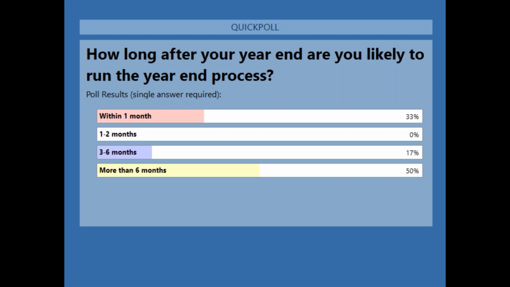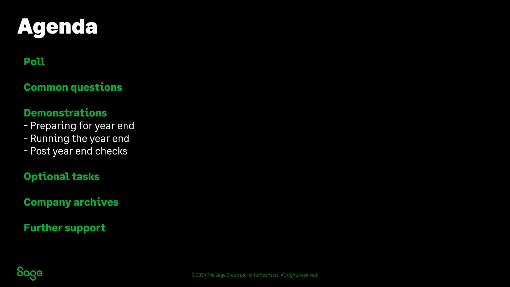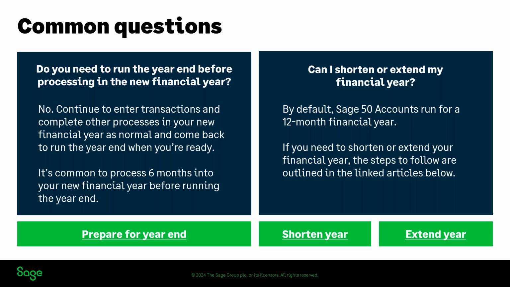So we've got about 33%, so about a third of you will run that year end within about a month. We've got about 17% of you somewhere between 3 to 6 months, and half of you will wait 6 months or more. And as I mentioned, there's no right or wrong answer to that one. And if I just hide those results and go back to my slides, it's links to that first question that we've got there.